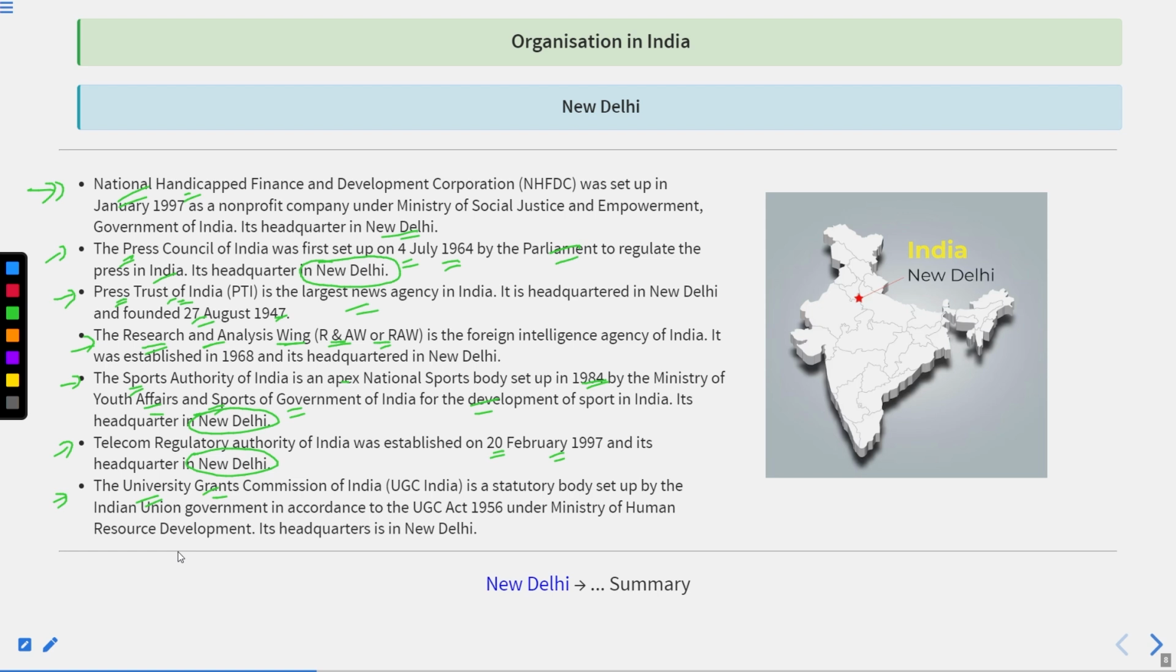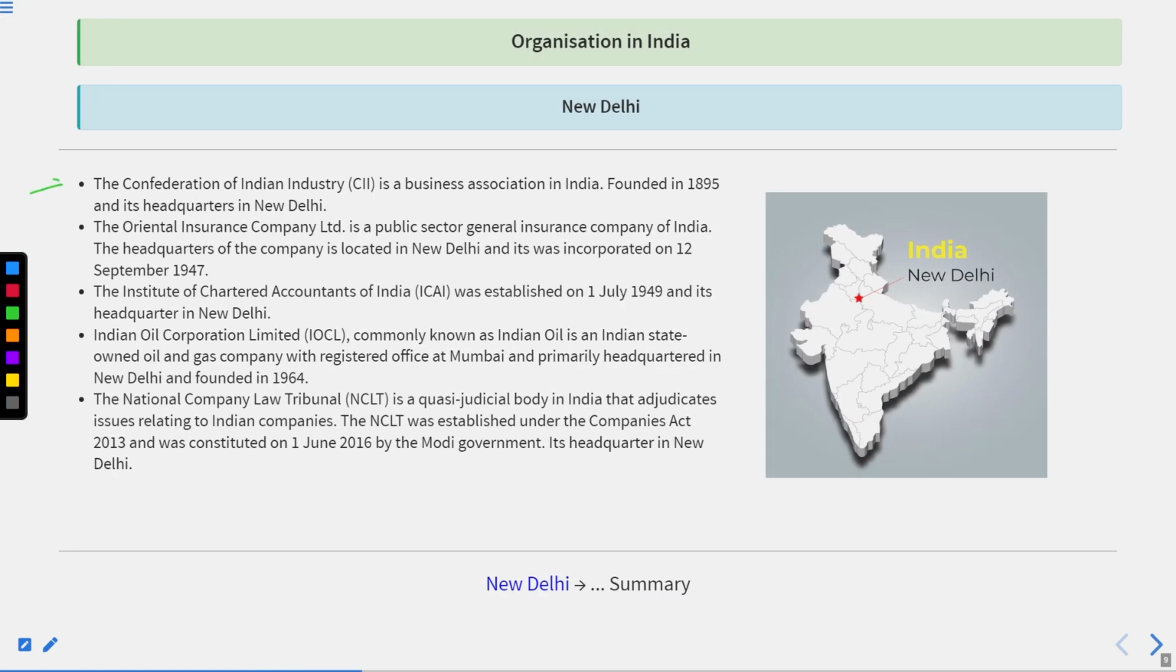Then we have the University Grants Commission of India, UGC, a statutory body set up by the Indian Union government in accordance to the UGC Act 1956 under Ministry of Human Resource Development. It is also a statutory body. Headquarters are in New Delhi. Then we have the Confederation of Indian Industry, CII, a business association in India, founded in 1895, headquartered in New Delhi. Then we have Oriental Insurance Company Limited, Public Sector General Insurance Company of India, headquarters of the company located in New Delhi and was incorporated on 12 September 1947.